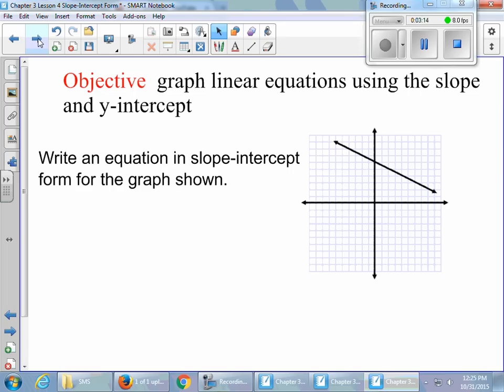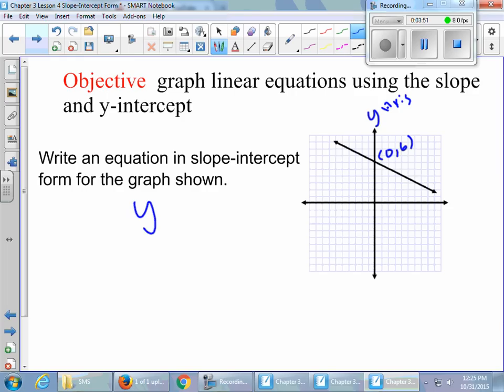Okay, now we're writing an equation in slope-intercept form for the graph shown. Here's what we need to do first. We need to find where the line intercepts the y-axis. Let's count: 1, 2, 3, 4, 5, 6. So that point is (0, 6). This is our y-axis, so our line crosses at 6.